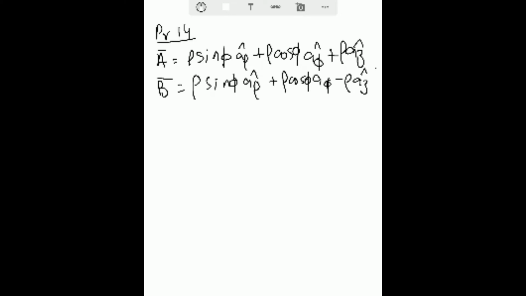And we need to find out if these two vectors are perpendicular, so A is perpendicular to B. This is what we need to find. And how can we do it? It's taking a dot product. So if the dot product is 0, it means that the two vectors are perpendicular to each other. So let us find the dot product of these two vectors.